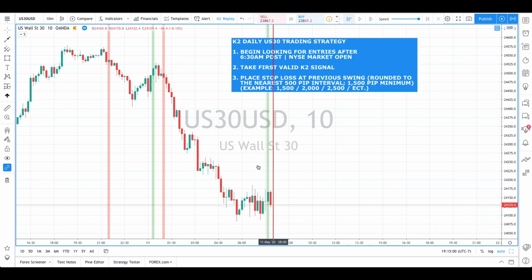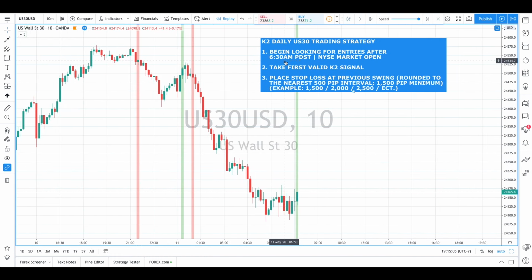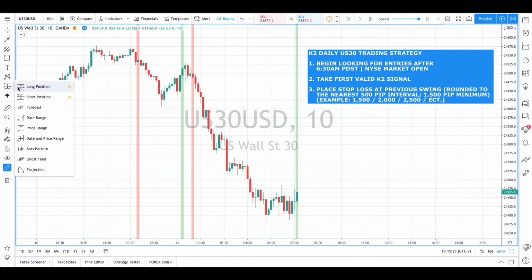Alright, so right here, first requirement, it's after 6:30 a.m. Right now, this candle appeared at 7:40 a.m. So now we're going to identify the first K2 signal that is valid. So right here is a valid signal because it's a buy signal with a bullish candle. So this provides for a valid entry right here. So what we're going to do is enter a buy position on the close of that candle.